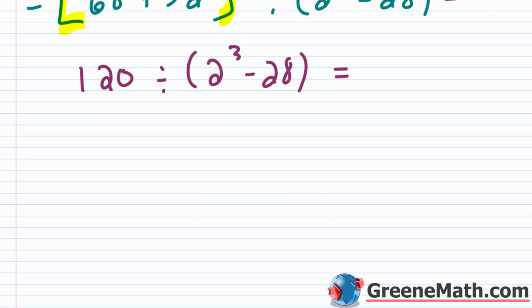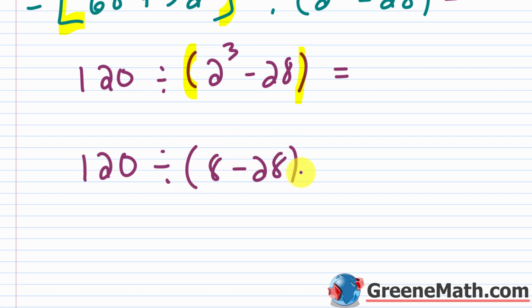So now I want to work inside of these parentheses here, and I want to do 2 cubed first. Let me make that a little bit more clear. I want to do that first because that has a higher priority than the subtraction. So 2 cubed is 2 times 2 times 2, which is going to be 8. So let's say this is 120 divided by, you would have 8 minus 28. So now I want to do the subtraction.